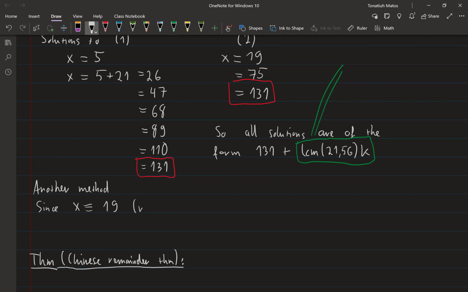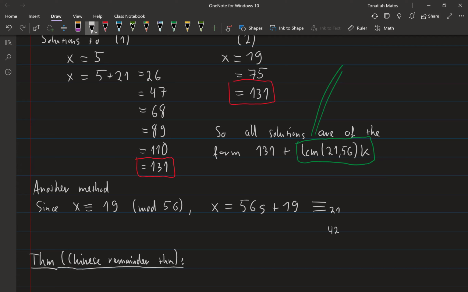So if you reduce this mod 56, that means that x is equal to some unknown multiple of 56 plus 19. Then we can reduce all of this mod the other number, which was 21. If I reduce this mod 21, what do I get? 56 mod 21 is, let's see, 40, 42.